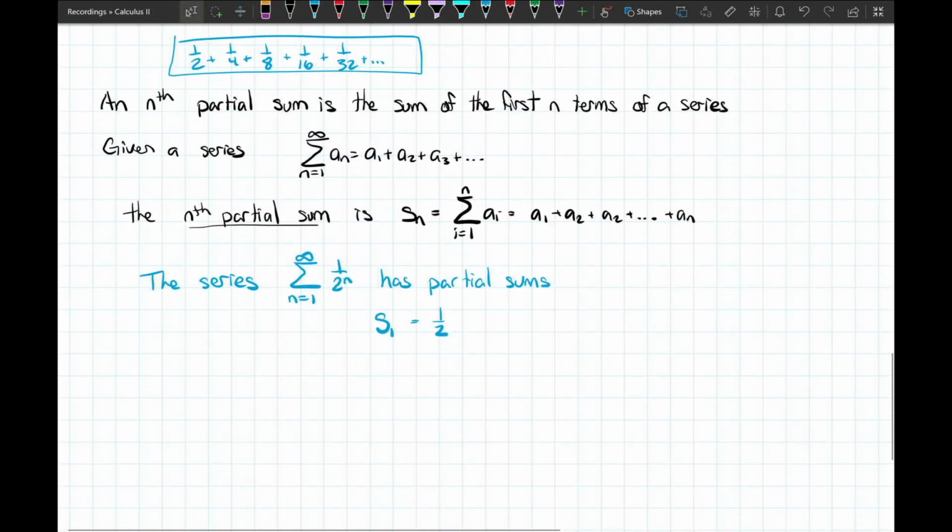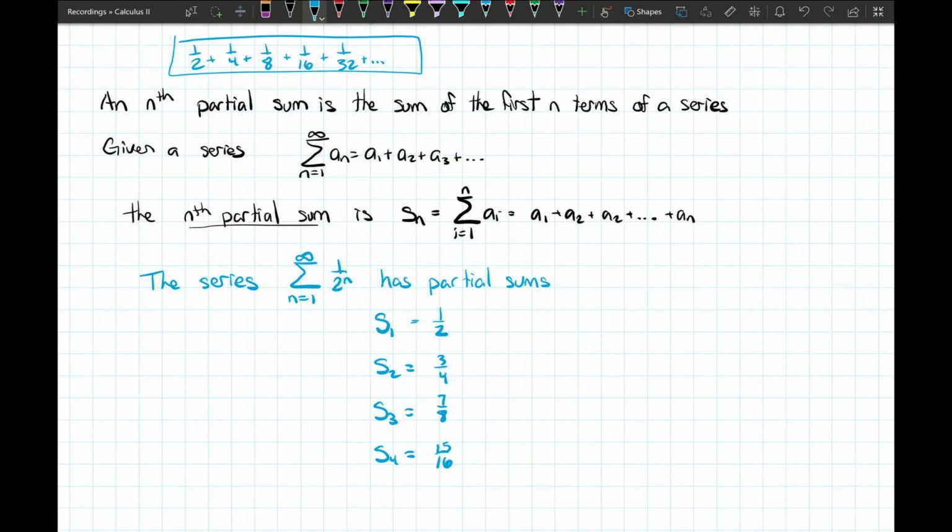But taking a look at the second partial sum, well, that would be 1/2 plus 1/4, which is 3/4. The third partial sum is 1/2 plus 1/4 plus 1/8. Well, that is equal to 3/4 plus 1/8, which is 7/8. And the fourth partial sum would be 1/2 plus 1/4 plus 1/8 plus 1/16, which is nothing more than 7/8 plus 1/16. And that is equal to 15/16. And at this point in time, you may have noticed that the partial sums actually form a sequence: 1/2, 3/4, 7/8, 15/16, and so on.